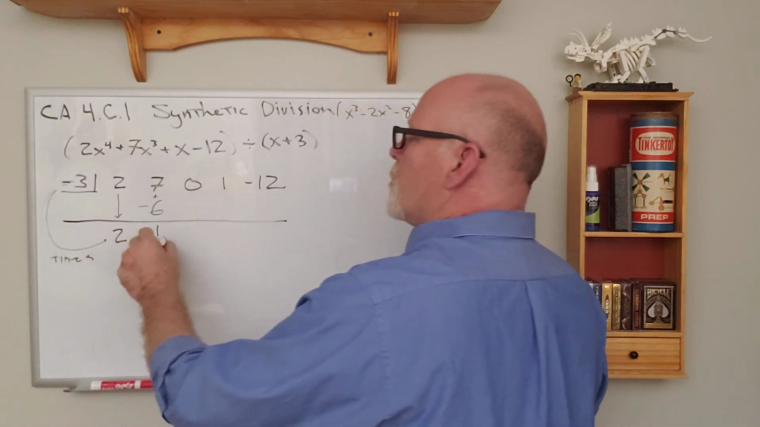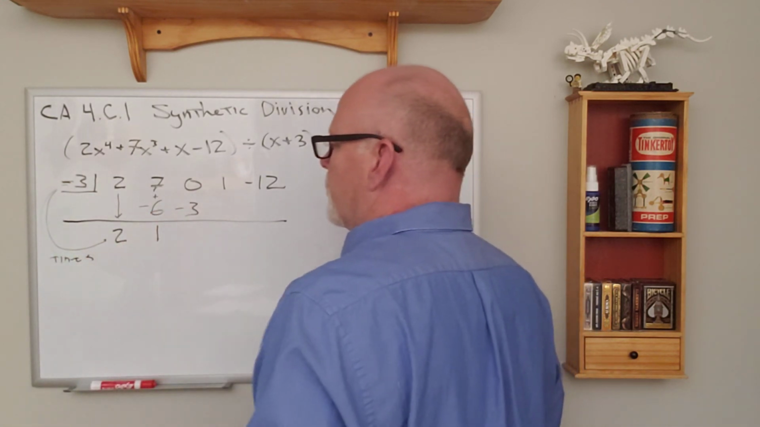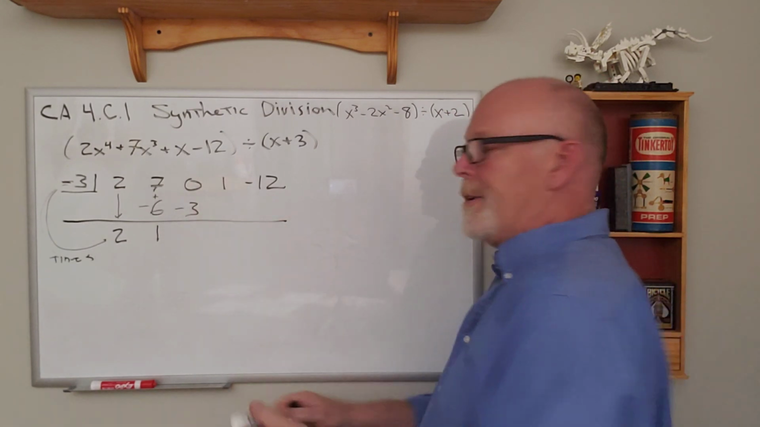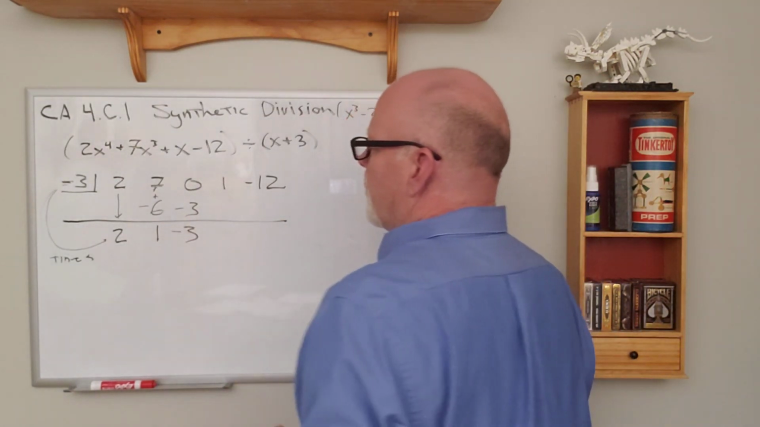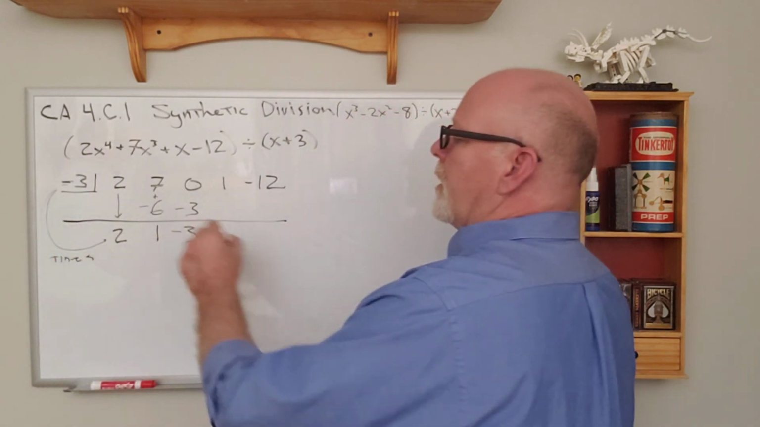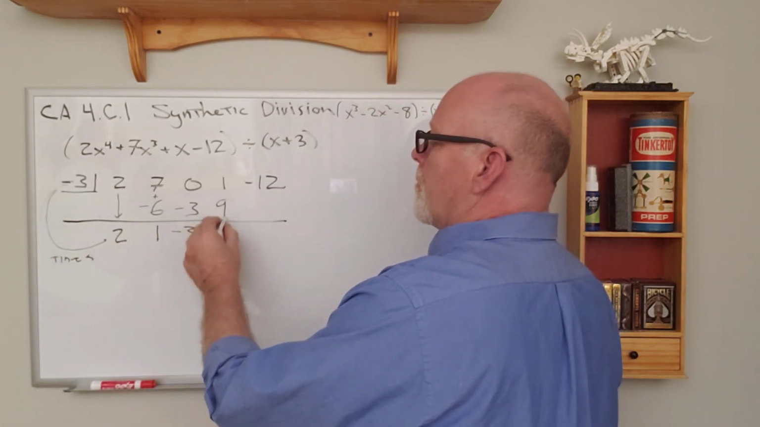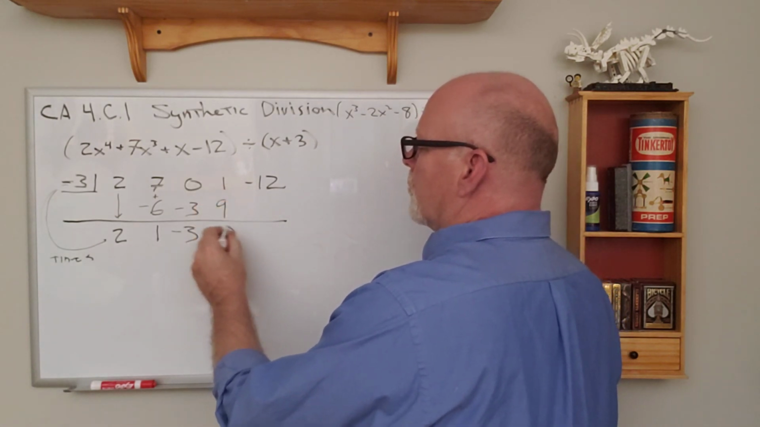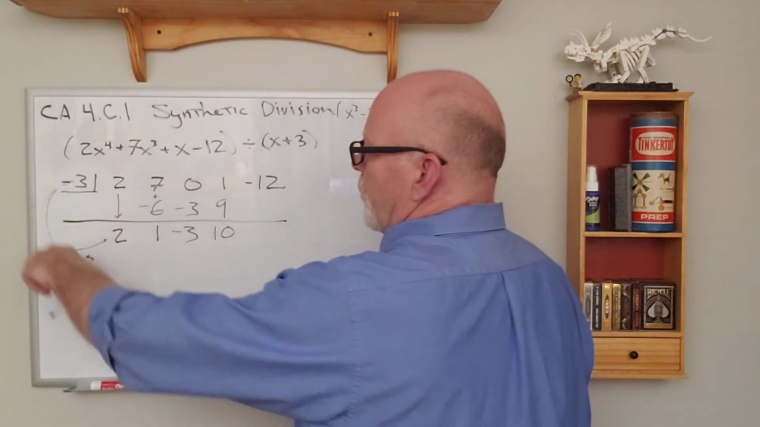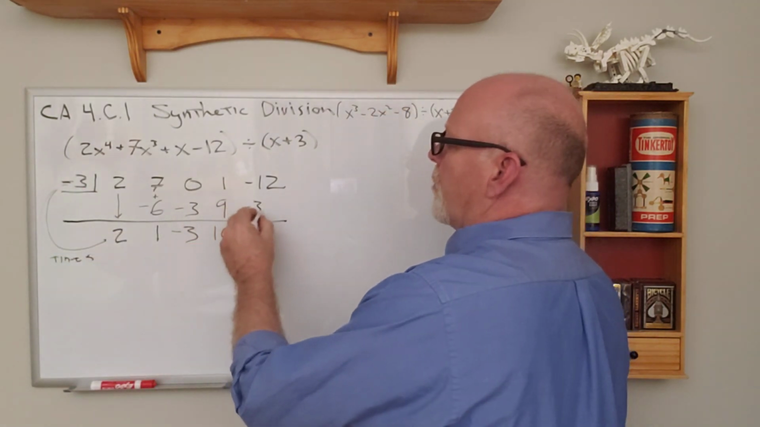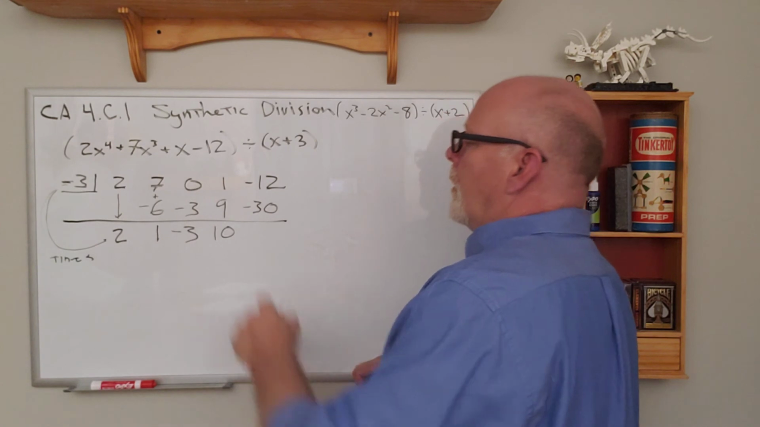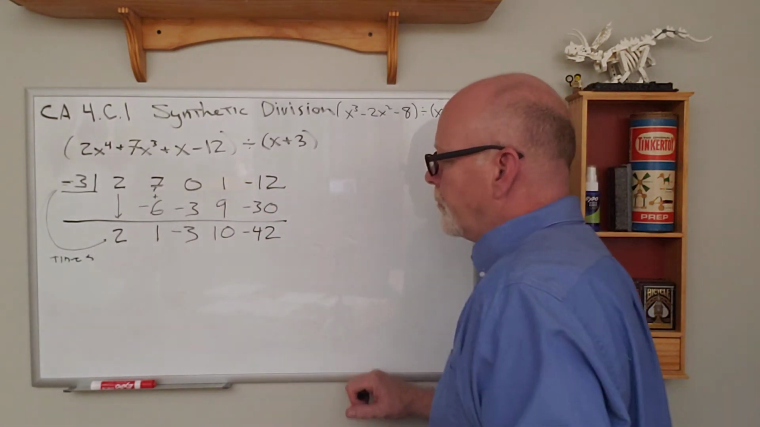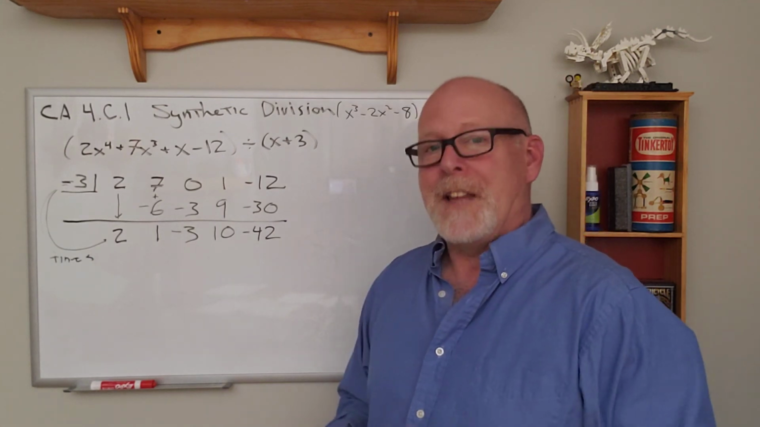Negative 3 times 1 is negative 3. 0 plus negative 3 is 0 minus 3, or negative 3. Negative 3 times negative 3 is positive 9. 1 plus 9 is 10. Negative 3 times 10 is negative 30. Negative 12 plus negative 30 is negative 42. Okay, that's the end of the process.